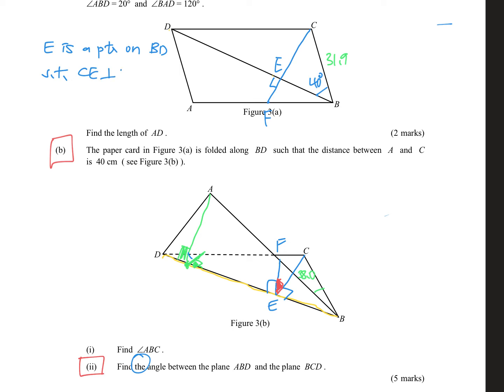E perpendicular to BD, and then F is a point on AB such that CEF is perpendicular to BD. Of course, C, E, F will be collinear. So that's why the task would be trying to collect this triangle.